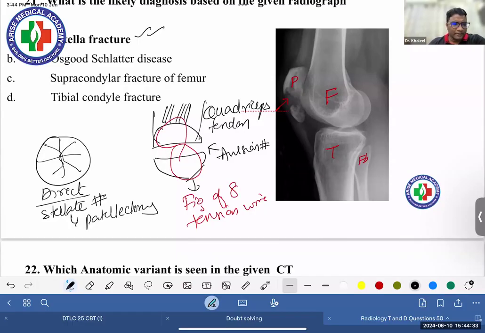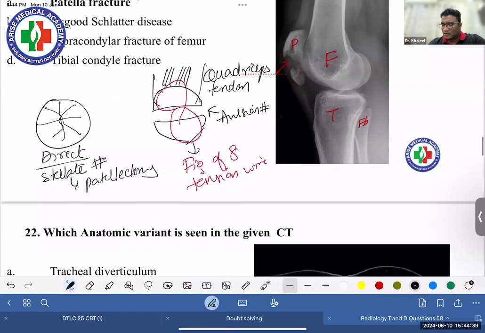Figure of 8 tension wire binding. Okay. All PDFs are in the group.